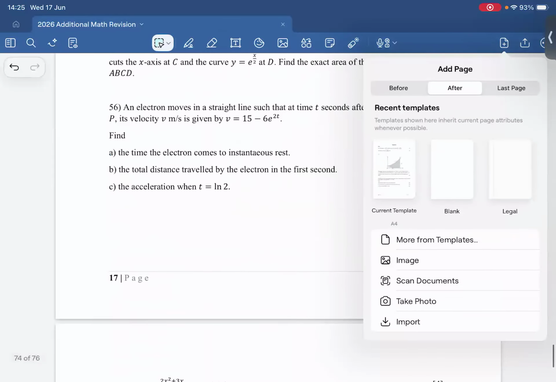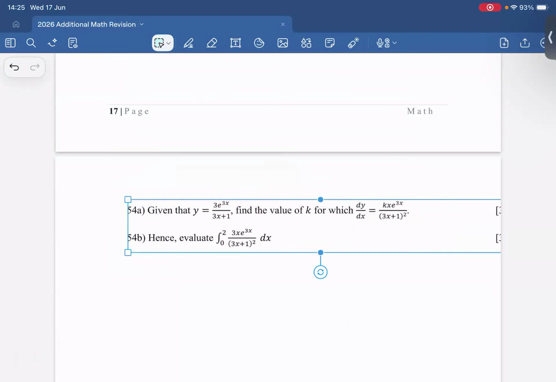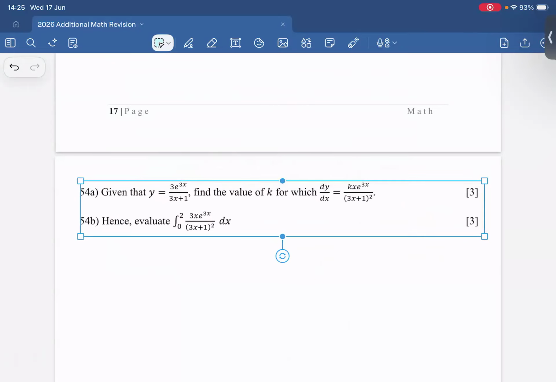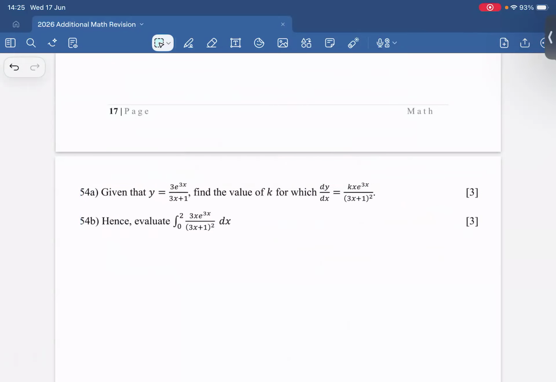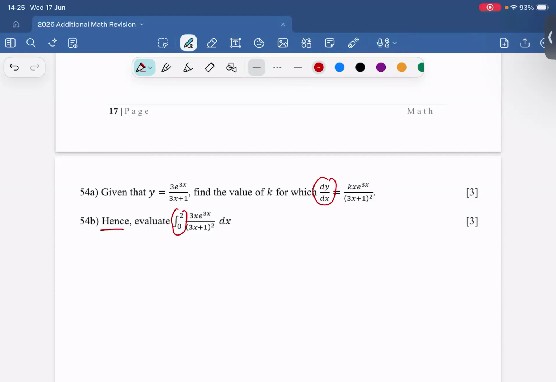Okay, so the first kind of question is very typical. What is the typical thing that we see is they always ask you to do a differentiation first. After that, they ask you to hence integrate that. So first thing we have to differentiate this. To differentiate this, we have to apply your product rule.